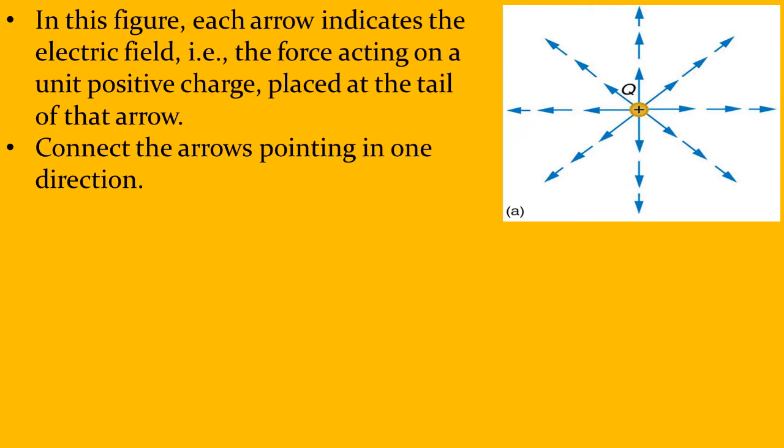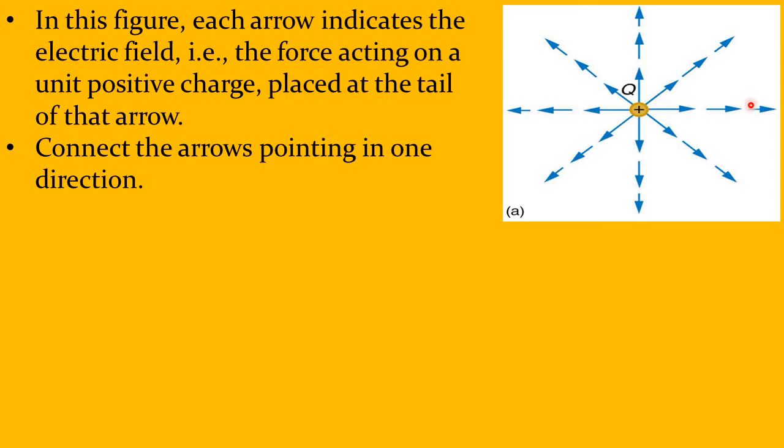Now, the electric field here is indicated by this arrow. The electric field here is indicated by this arrow. Electric field here is indicated by this arrow. In this case, all the three arrows are pointing in the same direction. Suppose I connect all three arrows. What do I get? I'll get a line here.